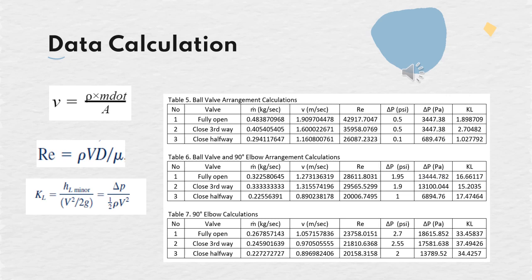And we can also calculate the KL, the minor head loss coefficient, by using the delta P, the pressure difference, divided by 1/2 of rho times v squared. Do note that the pressure needs to be converted to Pascal from PSI.